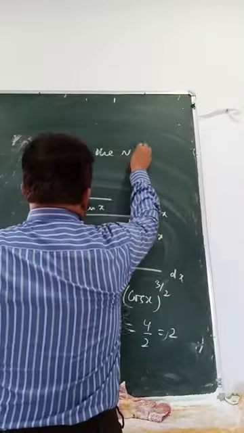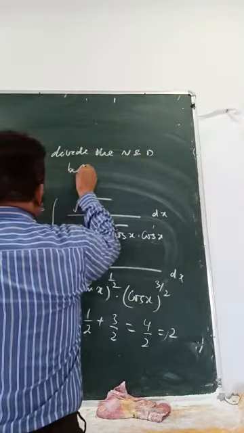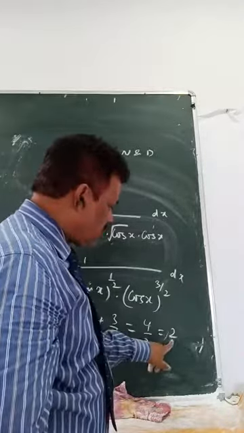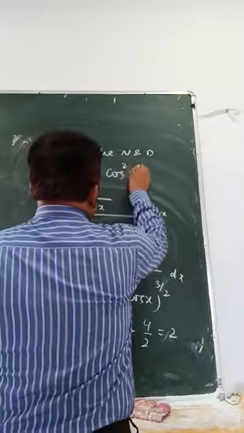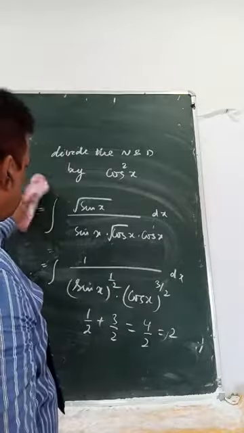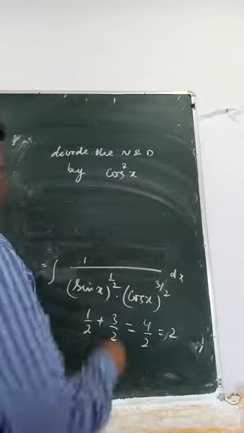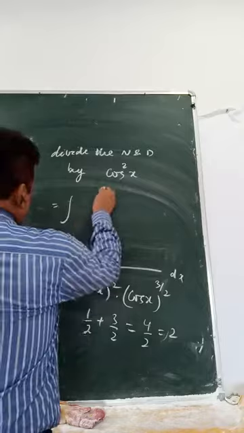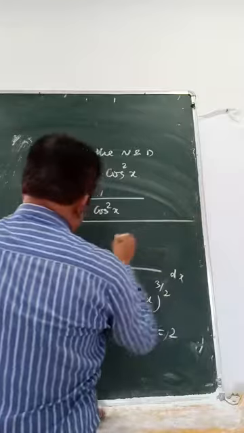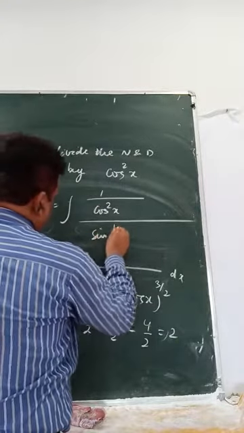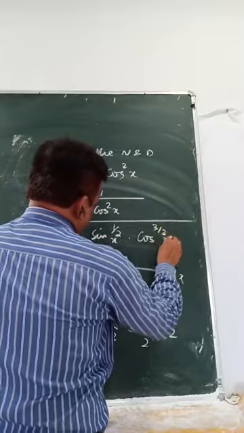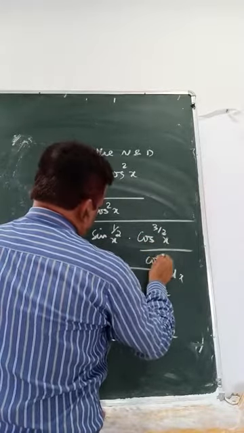the numerator and denominator by cos to the power 2k. Which power? That is 2, that means cos square x. Cos square x is divided here, cos square x is divided here. So that will be 1 by cos square x divided by sin half x cos 3 by 2x divided by cos square x.